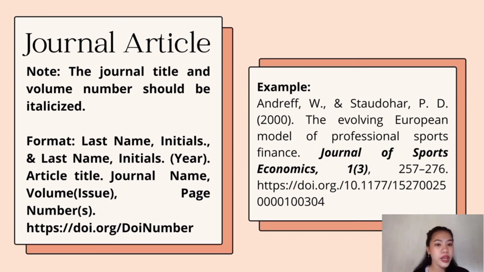So we have here an example: Andref, comma, W, period, comma, ampersand, Istaudohar, followed by a comma, P, period, D, period, open and close parenthesis, 2000, followed by a period. And then next is The Evolving European Model of Professional Sports Finance, period, Journal of Sports Economics, comma, the first volume, and then the third issue, comma, pages 257 to 276, and then a period, followed by the HTTPS, the DOI.org, and then the DOI number.